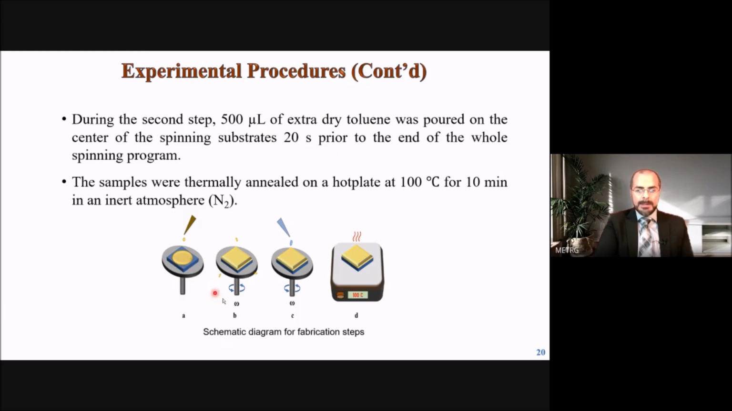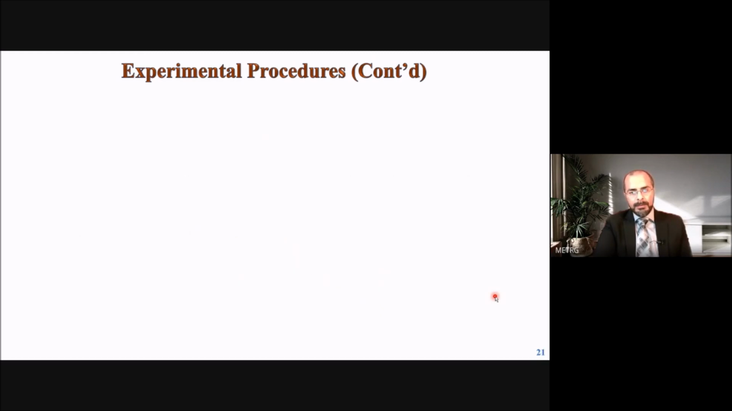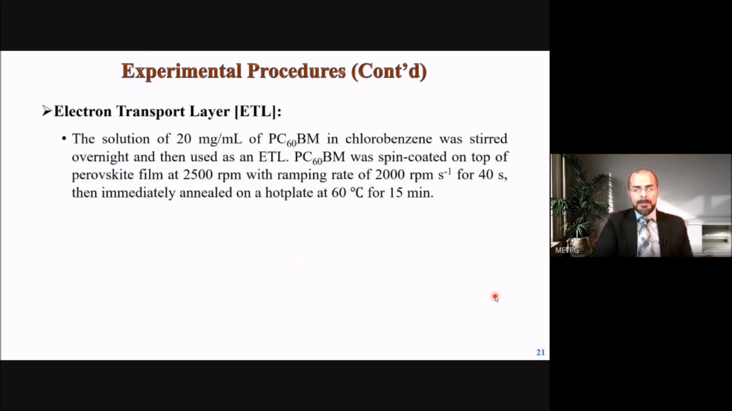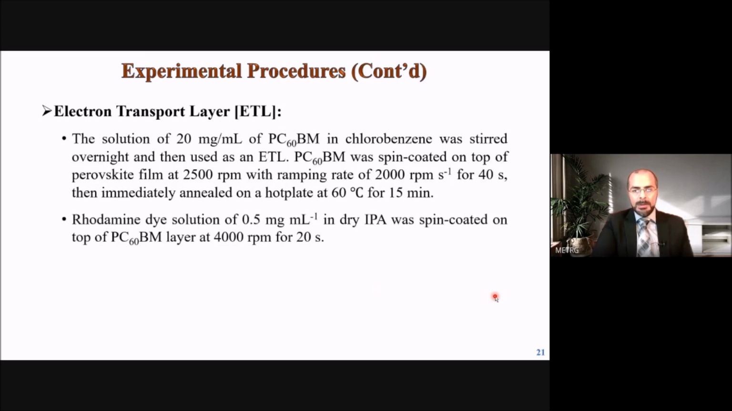So basically this schematic shows that we drop the perovskite and start the spin coating processes 1 and 2. At the end, we drop the 500 microliters of extra dry toluene. And when the process is done and the spin coating stops, we take the sample and put it right away on the hot plate. After we're done with this, the samples were cooled down.